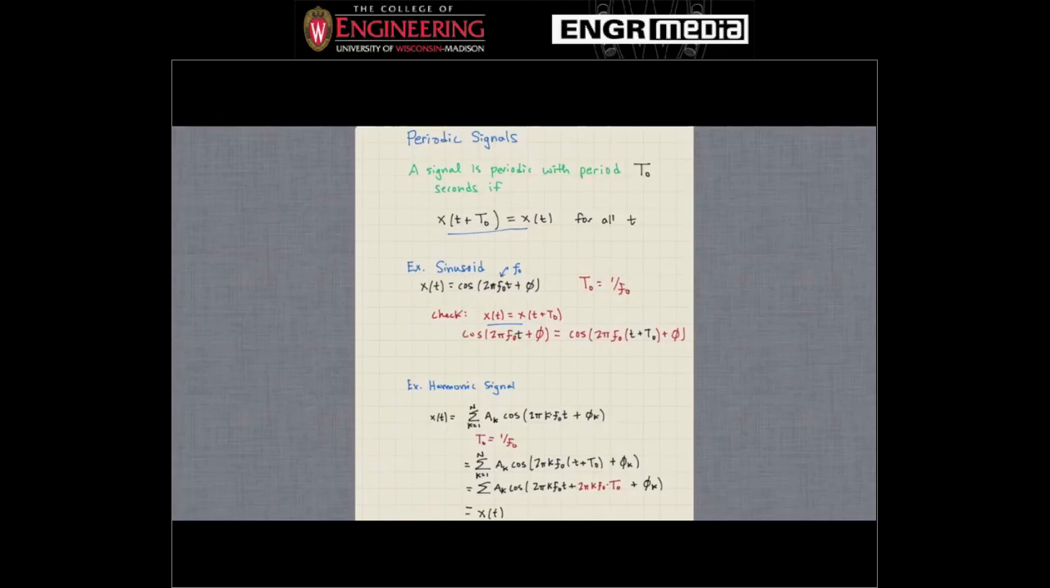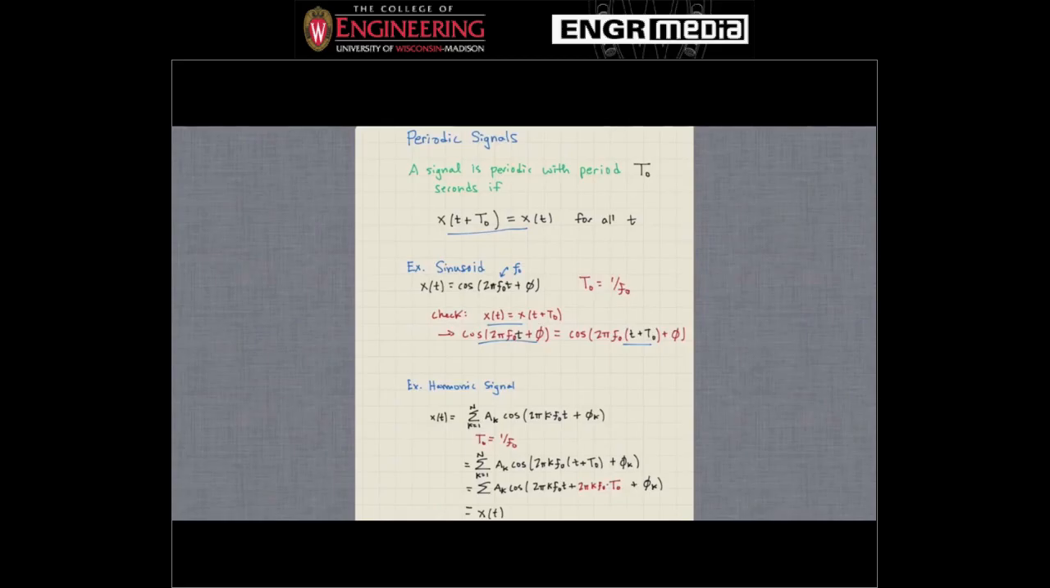Well, the first thing we do is write out exactly what we have above. That's x(t), which is cosine(2 pi f0 t plus phi). We would check, is that indeed equal to cosine(2 pi f0 (t plus T0) plus phi)? We just replaced t with t plus T0. If we can show that this is true for some T0, for all t, then we'll be done. This is what we want to check, and if it is true, then the signal is periodic. We want to figure out what T0 is.